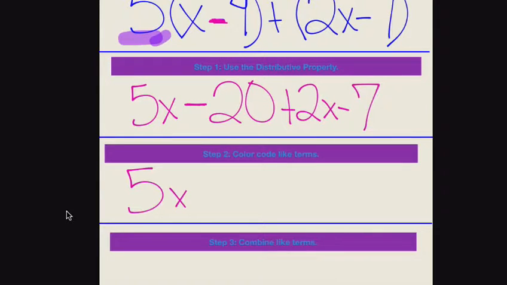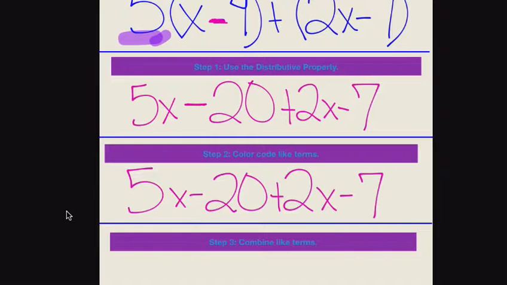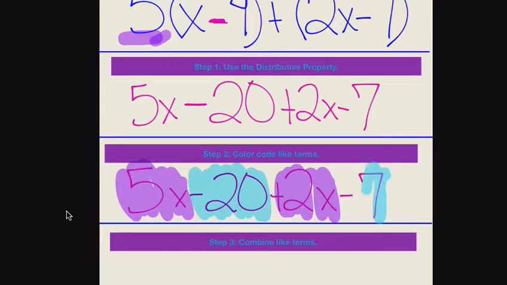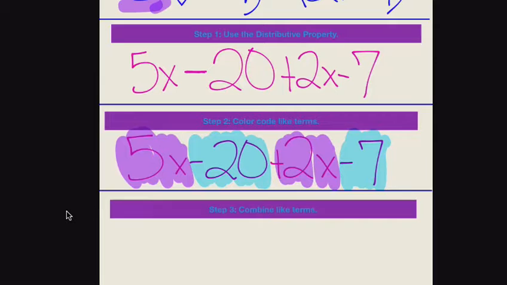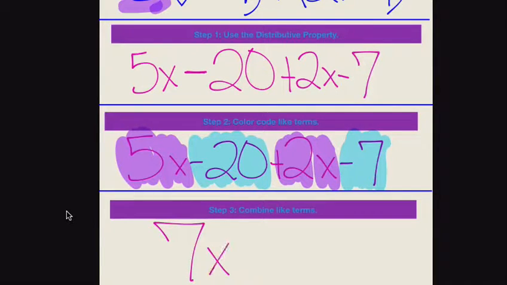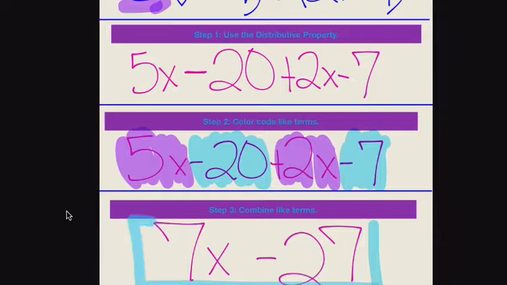Go ahead and rewrite your expression, and then we're going to color code our like terms. So I'm going to color code 5x and 2x. And I'm going to color code minus 20 and minus 7. So let's go ahead and combine our like terms. So 5x plus 2x is 7x, minus 20 minus 7 is minus 27. So our simplified expression is 7x minus 27.